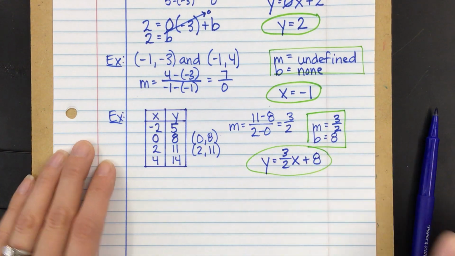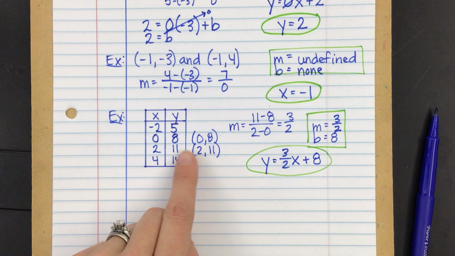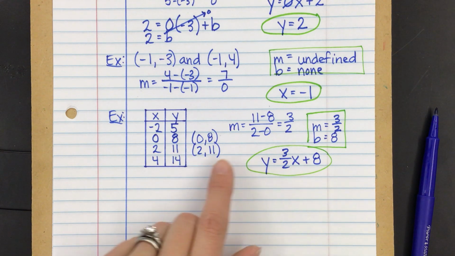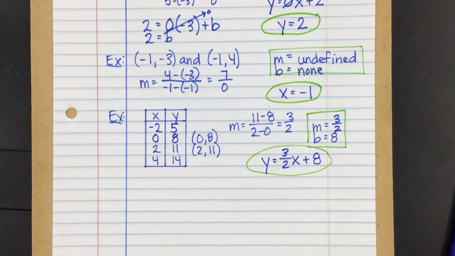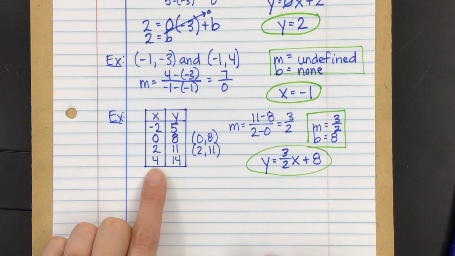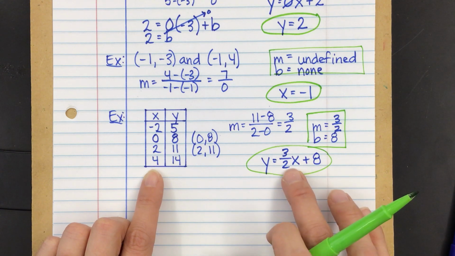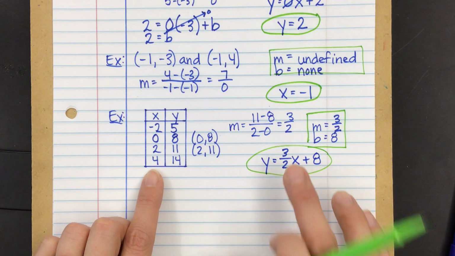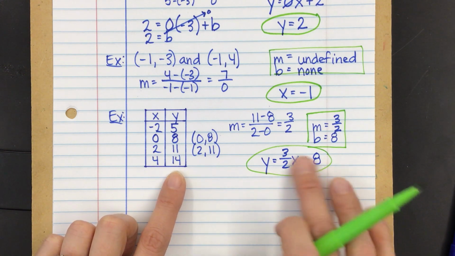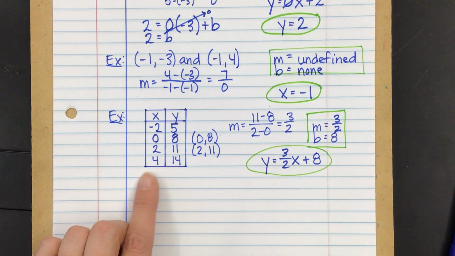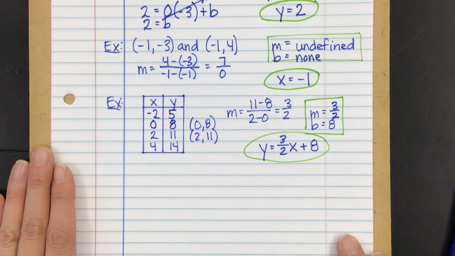The table is not always going to give you the y-intercept. So if it doesn't give you the y-intercept, just use any point. You could plug in 2 for x, 11 for y, plug in your slope, and solve for b. Now, you can check your answer and make sure you're correct. I'll use this last point. If I plug in 4 for x, 3 halves times 4 is 6. 6 plus 8 is 14, and that is correct. Okay, so you can always check your equation just by plugging in a random point on that table, and it should work. Any questions for me?